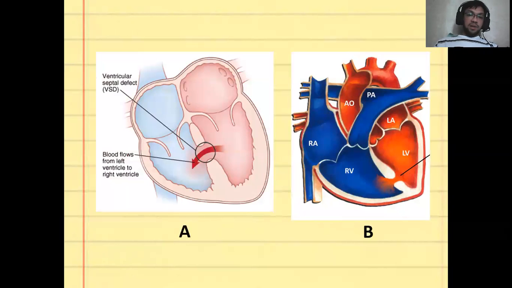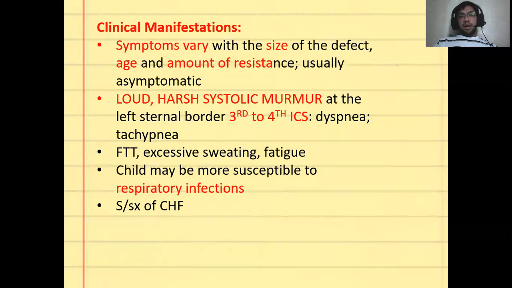Letter A is the high septum defect, letter B is the low septum defect. Clinical manifestations will vary depending on the size of the defect, the age, and the amount of resistance. Usually, it is asymptomatic. And there may be a loud, harsh systolic murmur that you can hear at the left sternal border, and it is heard at the third to fourth intercostal space.